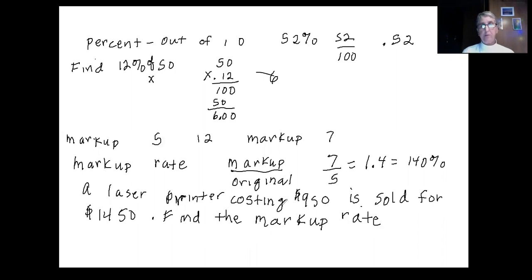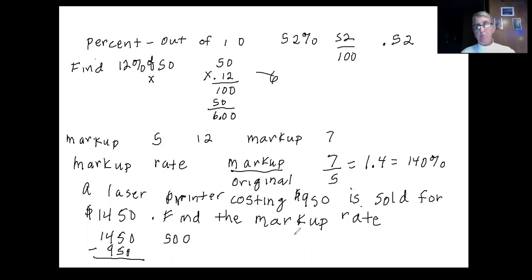Find the markup rate. So how do we do that? We look for the markup. So first we have to find the markup. 1450 minus 950. So the markup is 500.